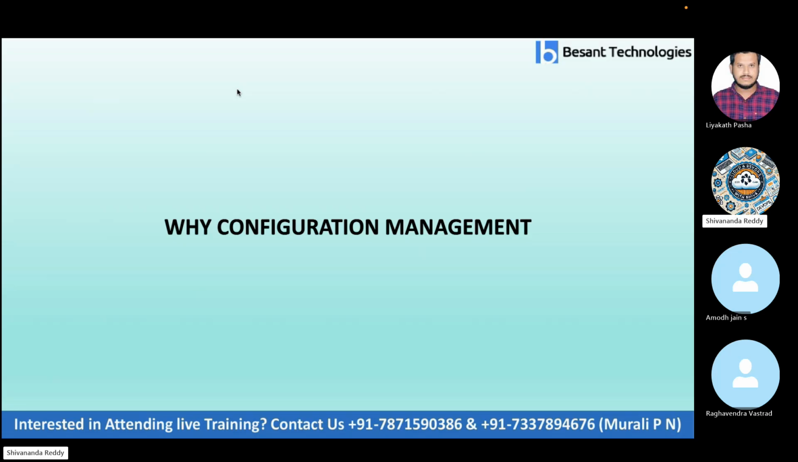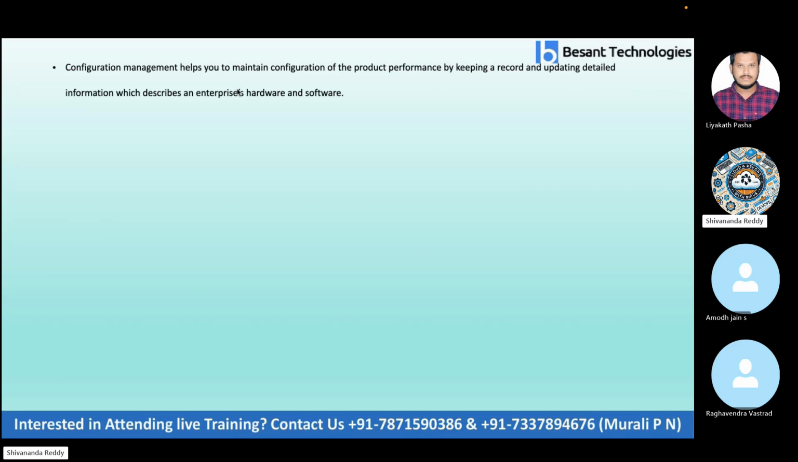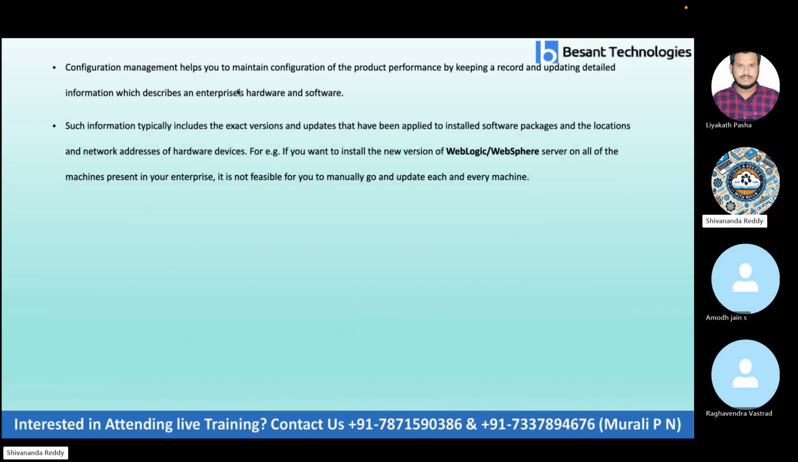Then why do we need a configuration management tool? What is the use of that? Configuration management helps you maintain the configuration of the product performance by keeping records and updating the detailed information which describes the enterprise hardware along with software. Such information typically includes the exact versions and updates that have been applied to installed software packages, and the locations and network addresses of the hardware devices.